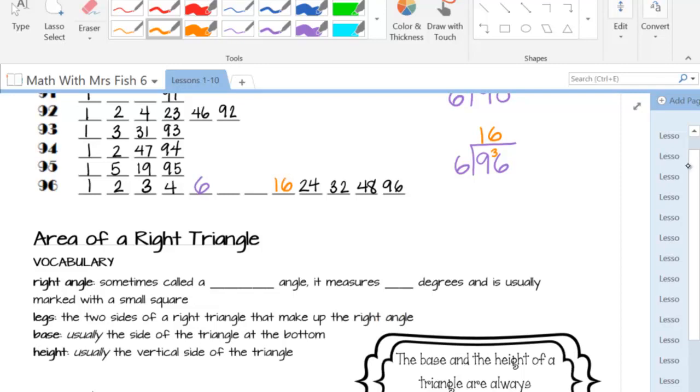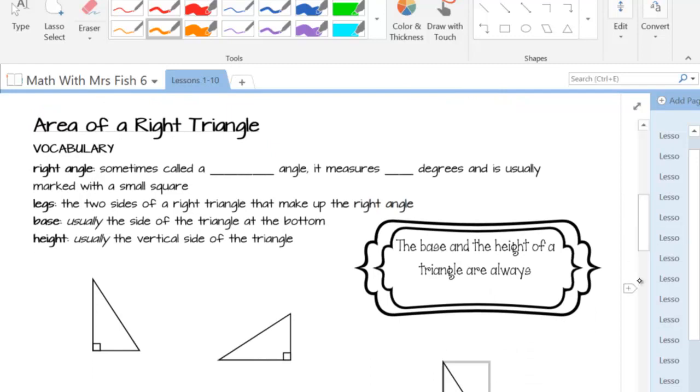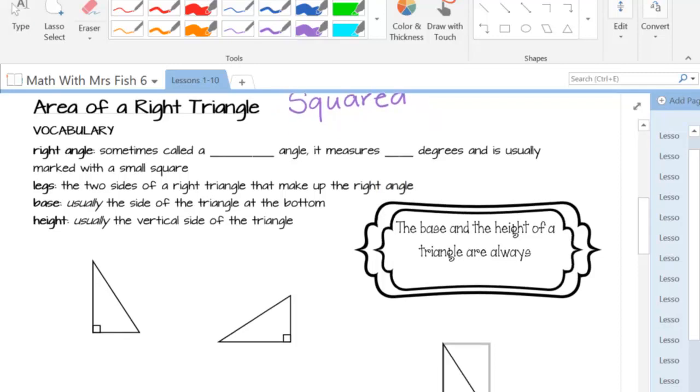So there's one little piece of divisibility rules separated from the others, little bite-sized pieces that students can easily take in. The next concept that we're going to cover in this lesson is the area of a right triangle. We already talked in a previous lesson about finding the area of a rectangle. Mrs. Fish likes to refer to area as squarea because we're figuring out how many little squares fill in a shape. So we call it squarea.